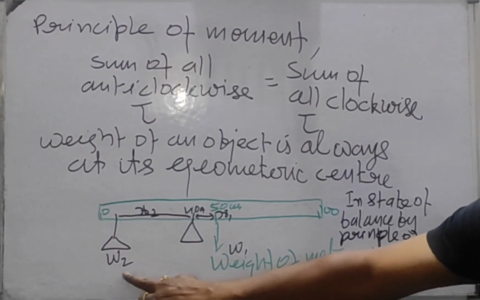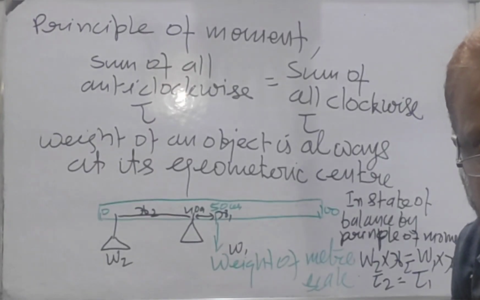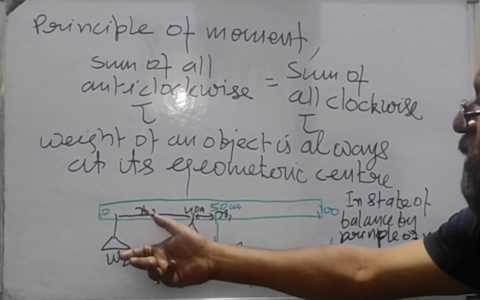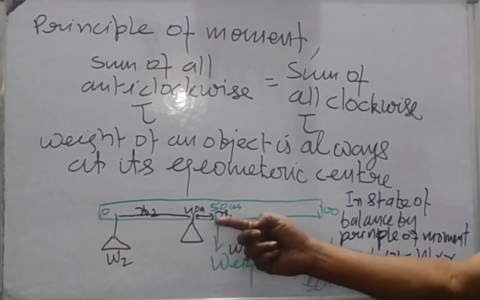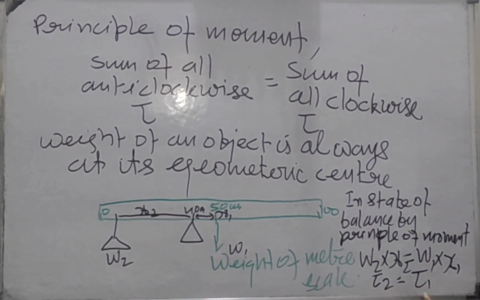W is what? Weight is a kind of a force. So force into displacement d is equal to tau, and this is also tau. This is tau 2, this is tau 1. So tau 1 and tau 2 are equal. This is known as the principle of moment.